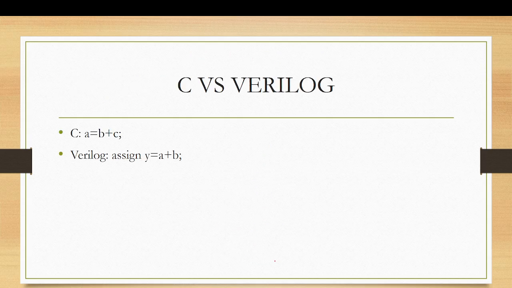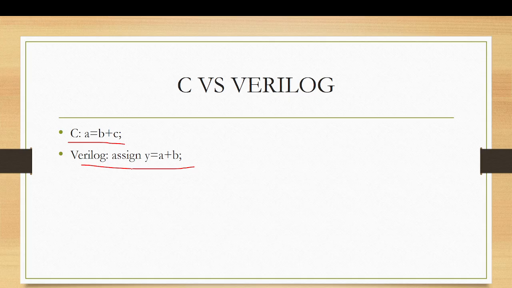Let's compare something familiar. In C, A equals B plus C. In Verilog, assign Y equals A plus B. This is the difference. What happens? The processor executes an instruction. Simple. In C, that is A equals B plus C. In Verilog, assign Y equals A plus B. Looks almost identical, but the meaning is completely different.